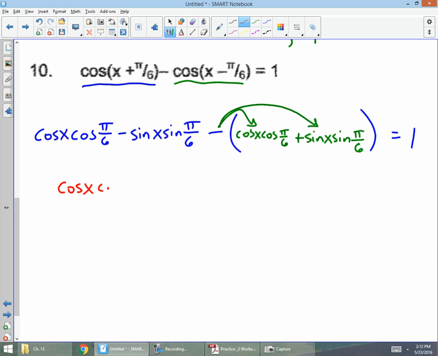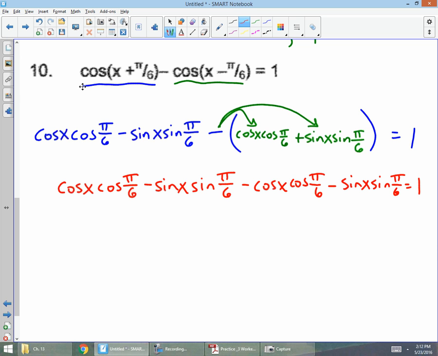Okay, so we get the cosine of x, the cosine of pi over 6 minus the sine of x, the sine of pi over 6 minus the cosine of x, cosine of pi over 6 minus the sine of x, the sine of pi over 6 equals 1. Let's just make sure we have everything lined up in terms of our signs. I'm checking the original, checking my blue line, my green line. That looks really good. Now I'm checking my red line, and that looks good. So let's try to combine like terms now. These questions are designed to work out nicely.